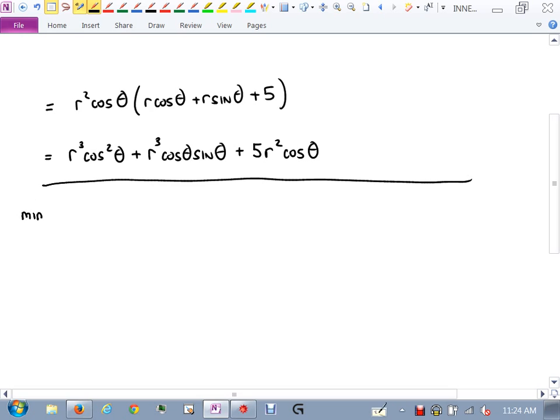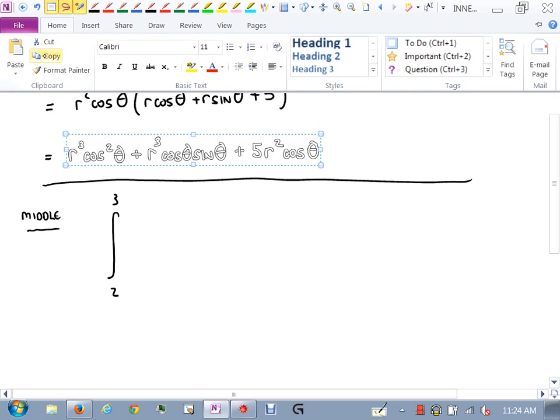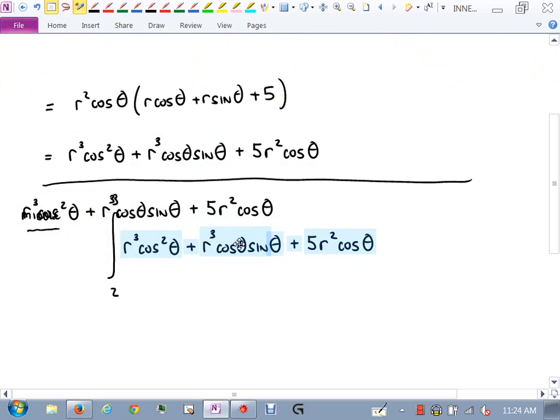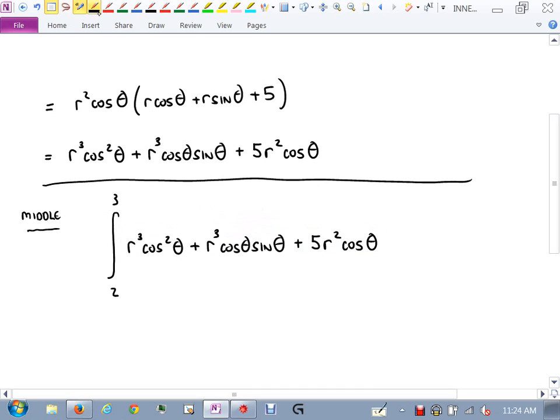The middle integral is the integral from, thank goodness, two constants, 2 to 3, right? I'd really suck if they were functions of theta, because that could become a big mess. I'm integrating all of that, right? I get to cheat. With respect to r, which isn't so bad, right?